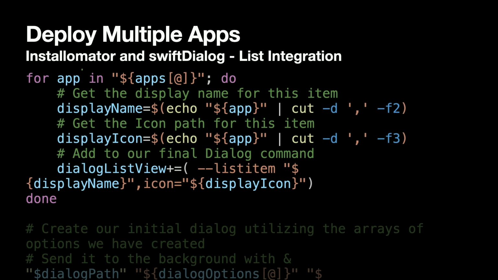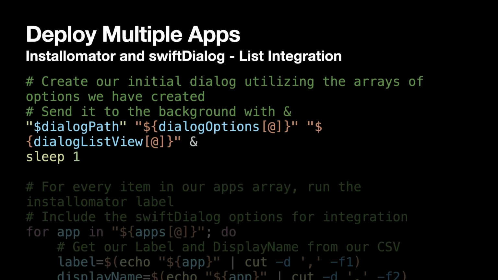But essentially what this is doing is giving me an array that ends up just having the phrase list item, display name, list item, display name, list item, display name. So when I call my dialog command, I'm also telling it all of the names of the items I want to include.